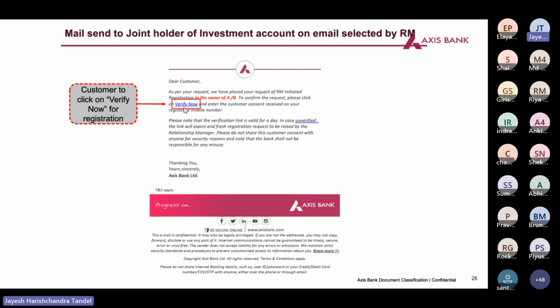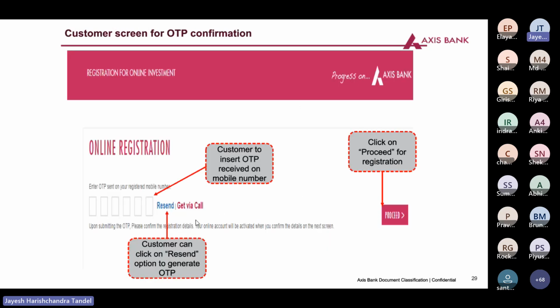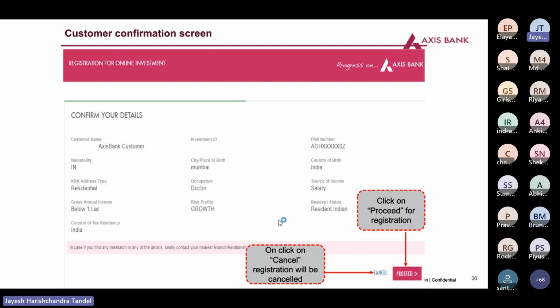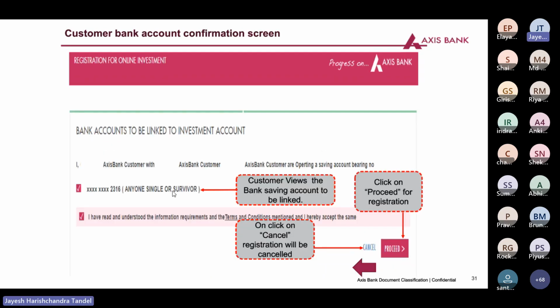He will receive an email link on the email ID, click on the verify now link, put the OTP, verify the FATCA details, verify the bank account details and submit. As soon as all holders of the investment account confirm the details, the customer's execution mode will get activated.